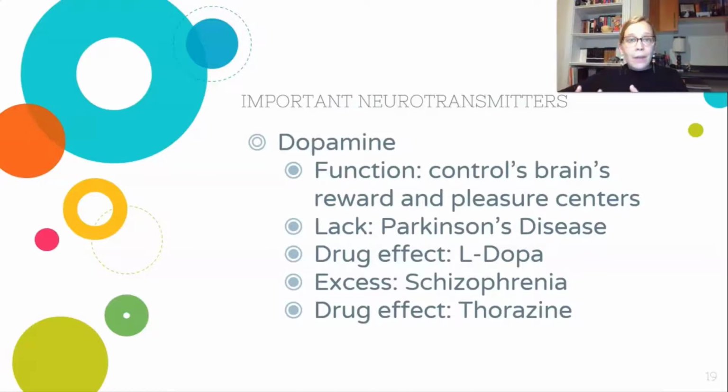Now, on the flip side of that, if someone has too much dopamine, an excess of dopamine, this is associated with schizophrenia. So schizophrenia patients are often treated with a drug called thorazine. Thorazine is a dopamine antagonist. So thorazine blocks the function of dopamine. So when someone has too much, it will block and reduce the amount of dopamine function in the brain and helps them balance back out.